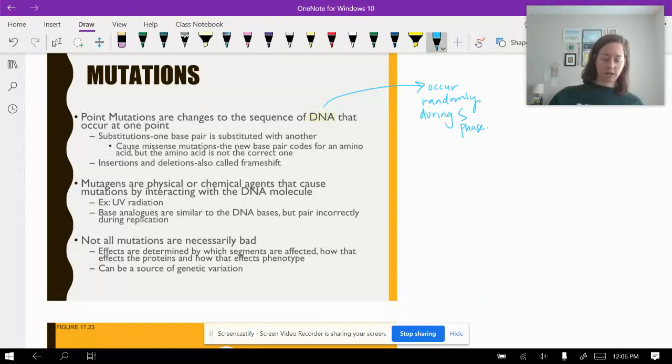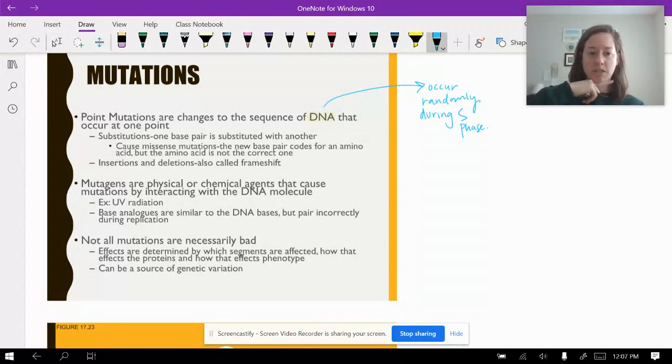For the most part, your cells are really good at catching mutations and making sure that they don't get passed on to other cells, or fixing them. But sometimes they don't, and that can lead eventually to cancer, or it can have no effect, like I said before, or they can even be beneficial. There are a few different types of mutations. One of them is called a point mutation. Point mutation means literally just one base was switched.